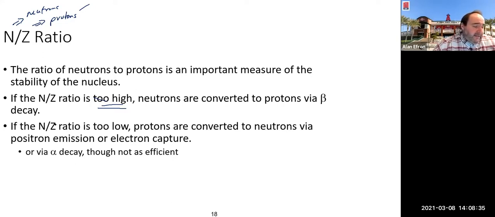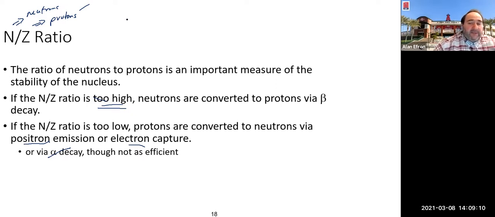If we do the neutron to proton ratio and it's too low, we're going to convert protons to neutrons via positron emission or an electron capture, or via an alpha decay, but that's not as efficient. So we really won't use alpha decay here. It will either go through a positron emission or an electron capture. And you may say to yourself, won't that give me two different things? And the answer is it actually will not.